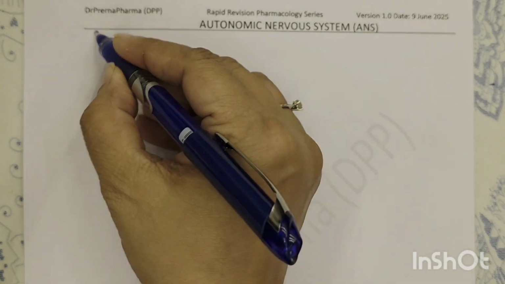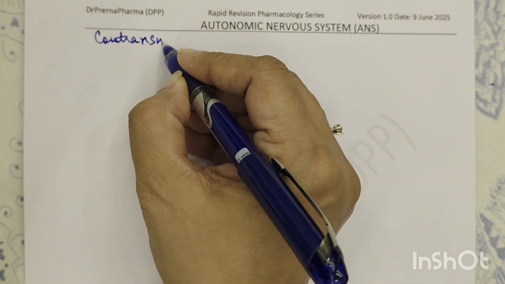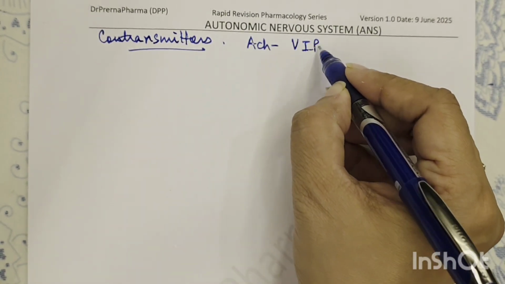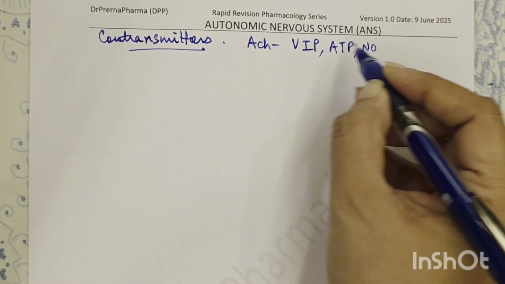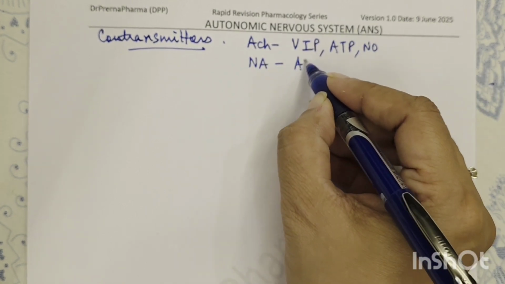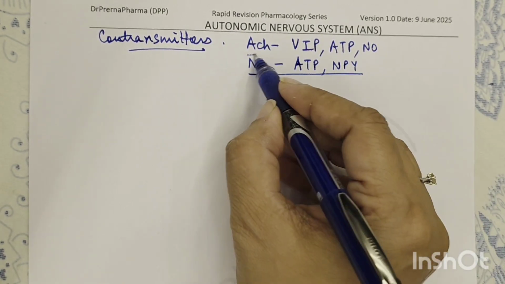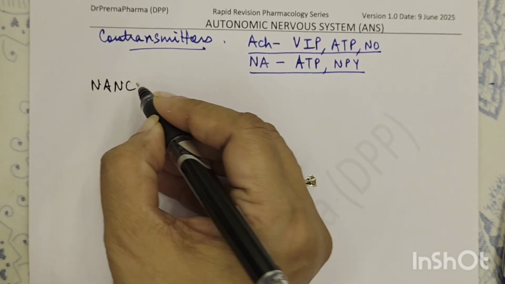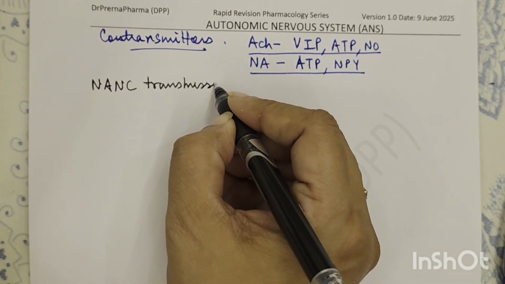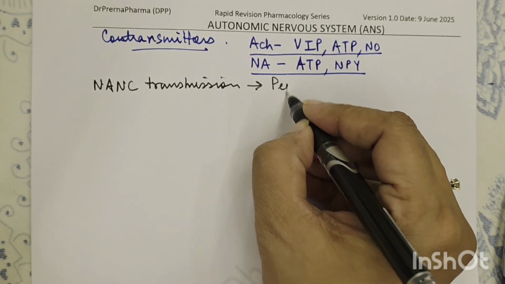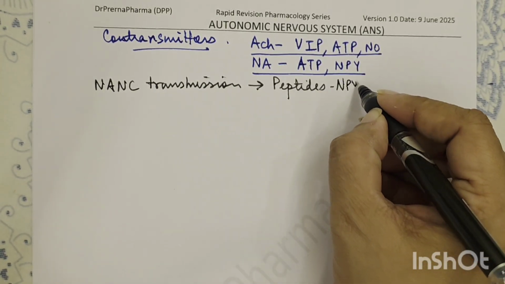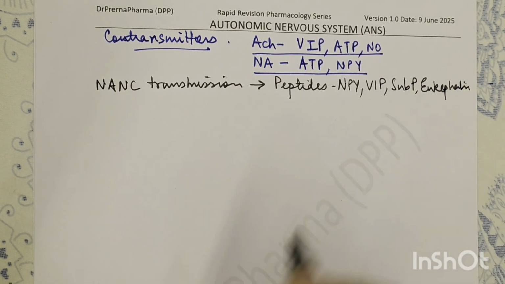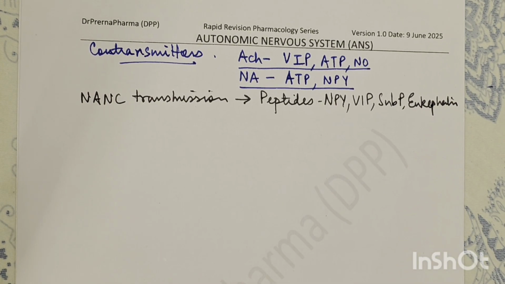Another important thing that I want to tell you here is co-transmitters. With acetylcholine, we also find co-transmitters. These are normally peptides, VIP, ATP and NO. And with norepinephrine, we have ATP and neuropeptide Y. If there's a question on what the co-transmitters are, you should be able to write this. Then there are some non-adrenergic, non-cholinergic transmissions. They are mediated by peptides like neuropeptide Y, VIP, substance P and enkephalins.